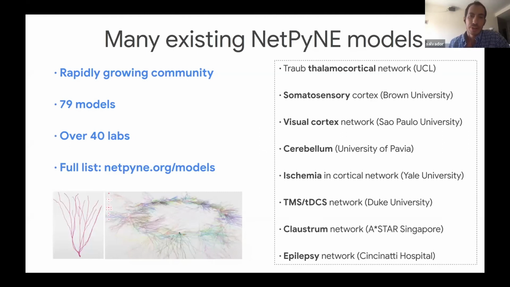I wanted to briefly mention that the number of models built in NetPyNE has been growing very rapidly in the community. Over the last couple of years, we have worked together with many different institutions and labs who've been using NetPyNE to build models of many different parts of the brain. Here's a bunch of examples: thalamocortical networks, somatosensory cortex, visual cortex, cerebellum, modeling some specific phenomena such as ischemia or TDCS stimulation, and also some diseases such as epilepsy.